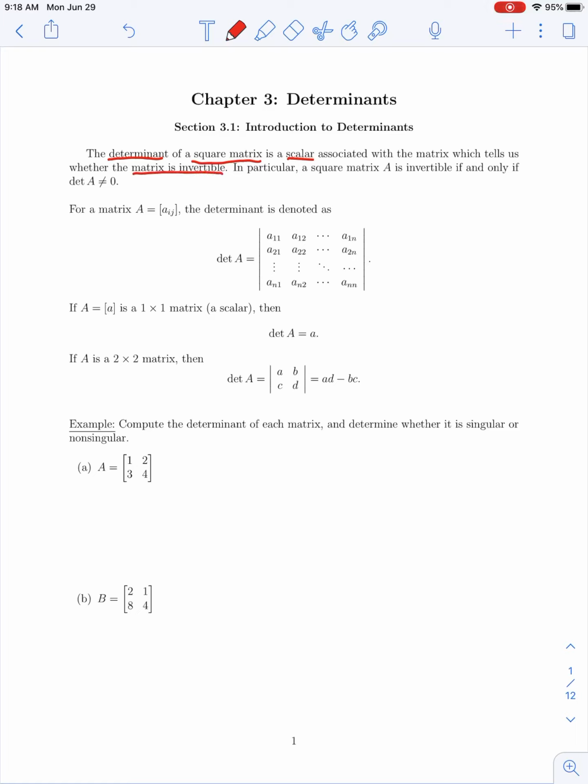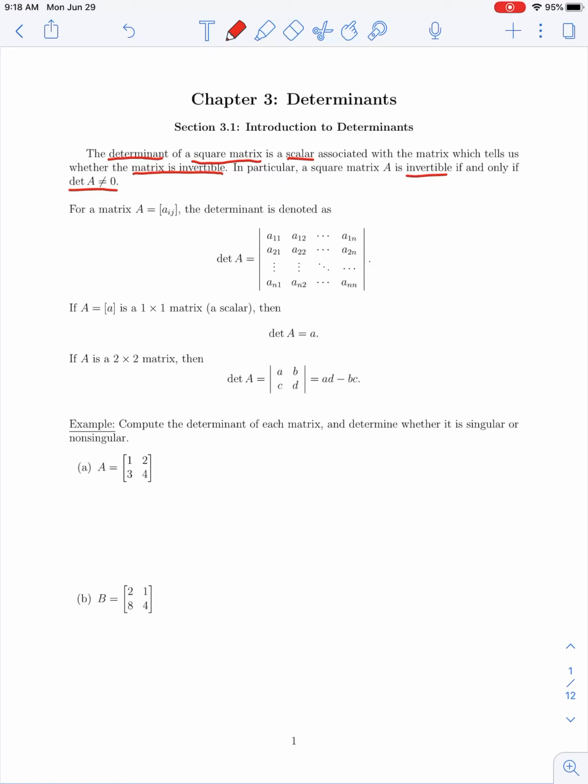So what we've already seen for 2x2 matrices is that they are invertible if and only if the determinant of that matrix is non-zero. And we'll see in this chapter that result holds true in general for any size square matrix. So let's recall some notation.